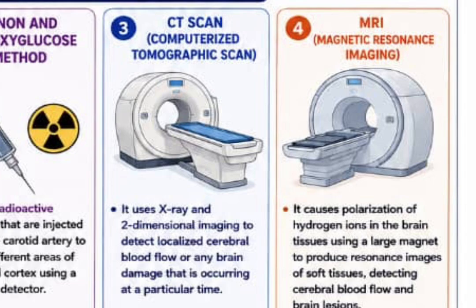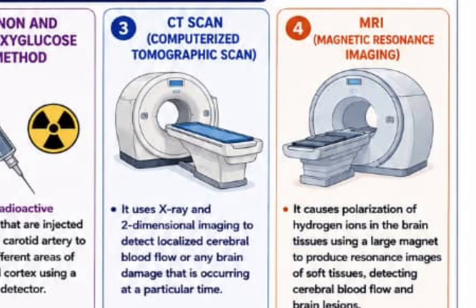The next one is an MRI, which is magnetic resonance imaging. In magnetic resonance imaging, what happens? This occurs by polarization of the hydrogen ion in the brain tissue. Are you getting it now? You want to know the amount of hydrogen ion that is absorbed by the brain tissue using a large magnet. So using a large magnet, you want to determine the amount of the brain tissue that absorbs hydrogen ion.